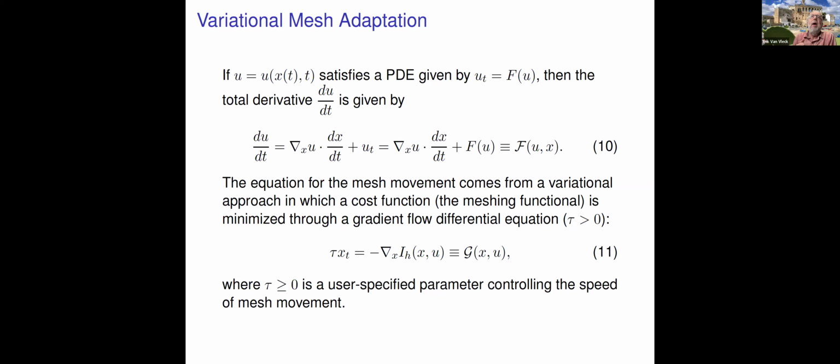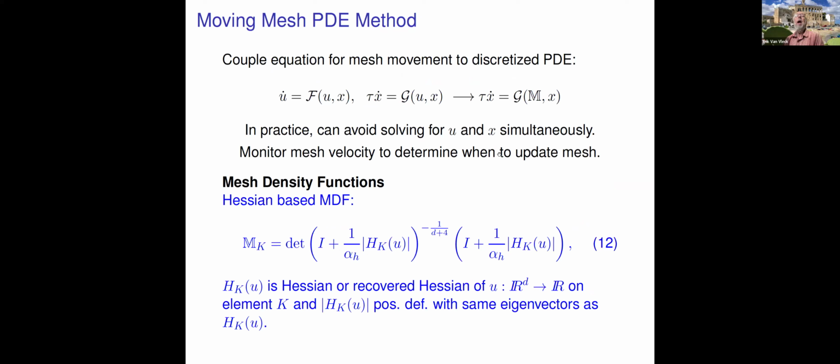So 11 comes from basically embedding the gradient of some meshing functional, this I_h of X of U, into a gradient system. So we're doing a kind of gradient descent method. Obviously, other techniques, predictor-corrector techniques, continuation methods, could be used to do this. But this gives us a nice common framework where we now have this coupled system of differential equations to solve.